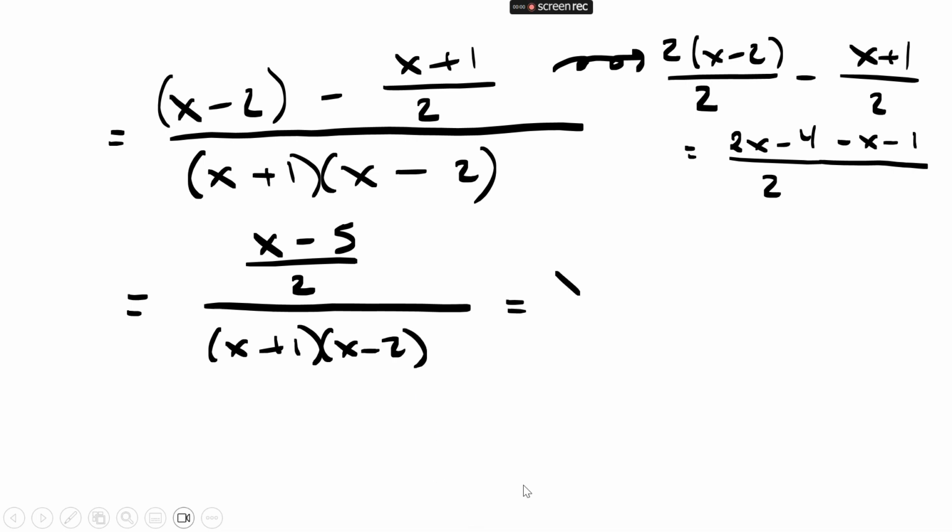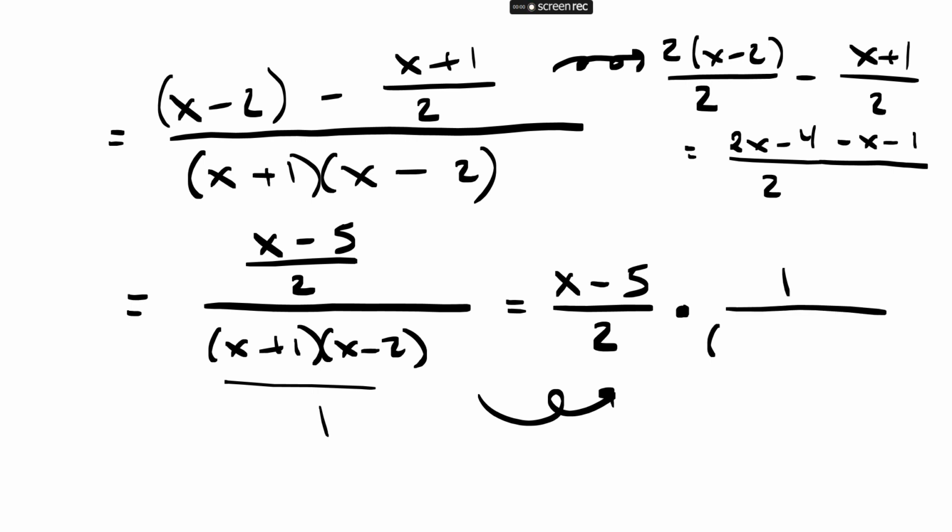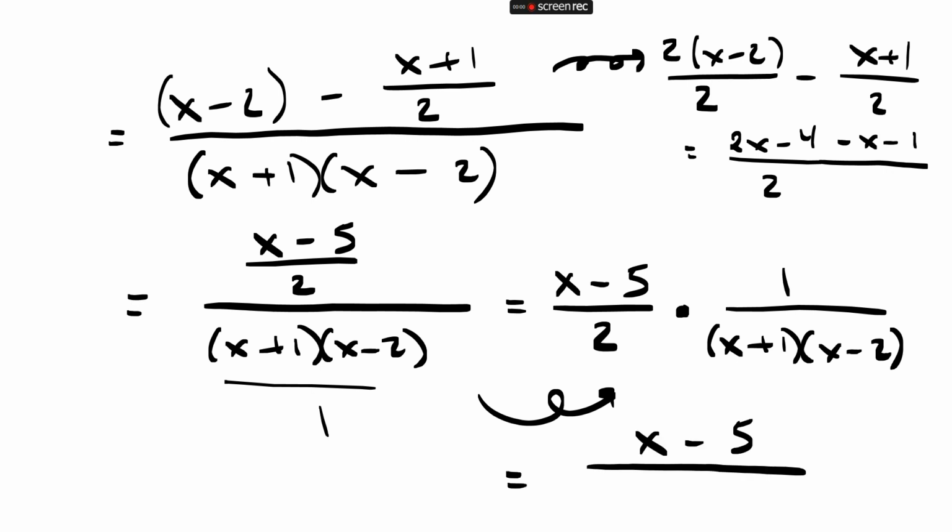And what can we do? Keep, change, flip, is that right? Keep the first one the same. Change it to multiplication, and this just becomes that right there. Ooh, that's a lot of work, guys. So we are done. Final answer is x minus 5 on top. It's 2 times the product of those two pieces there. That was long.